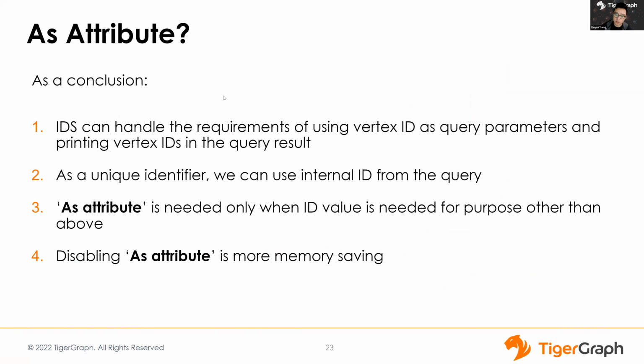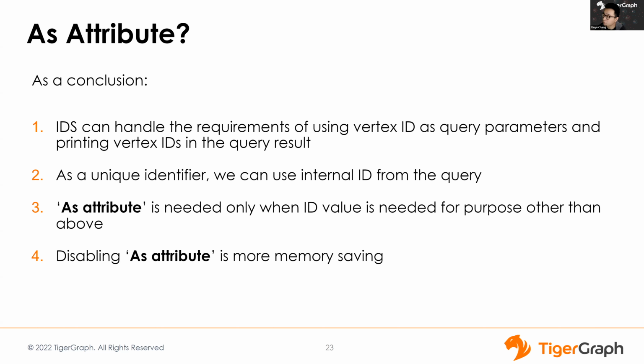Okay, so as a conclusion, the ID service, the bidirectional mapping, can handle the requirements of using vertex ID as a query parameter and also printing vertex IDs as a query result.